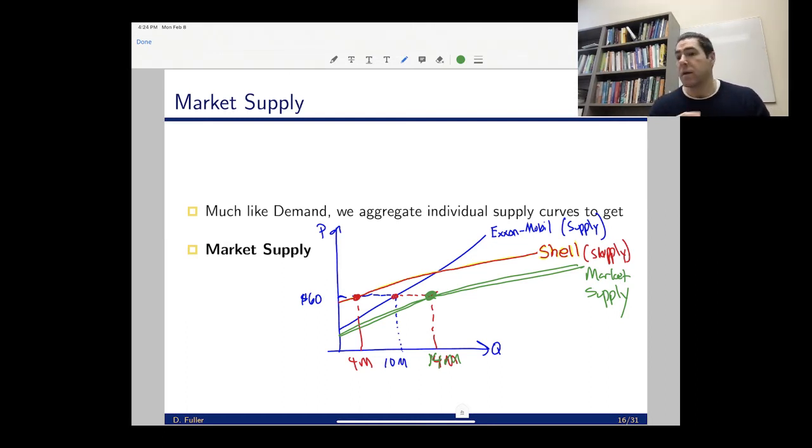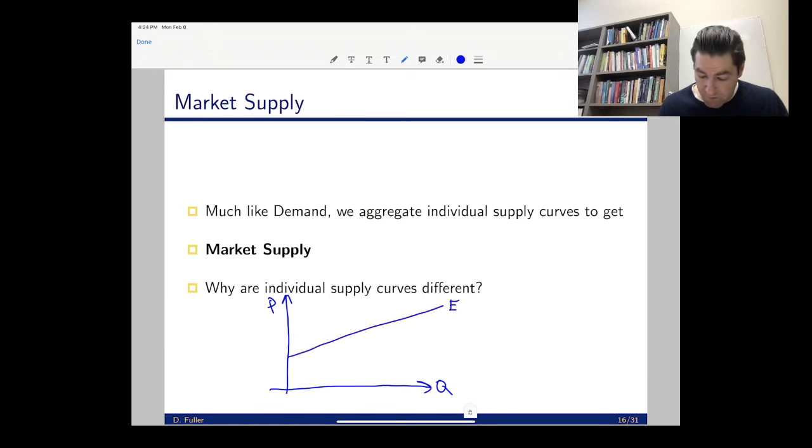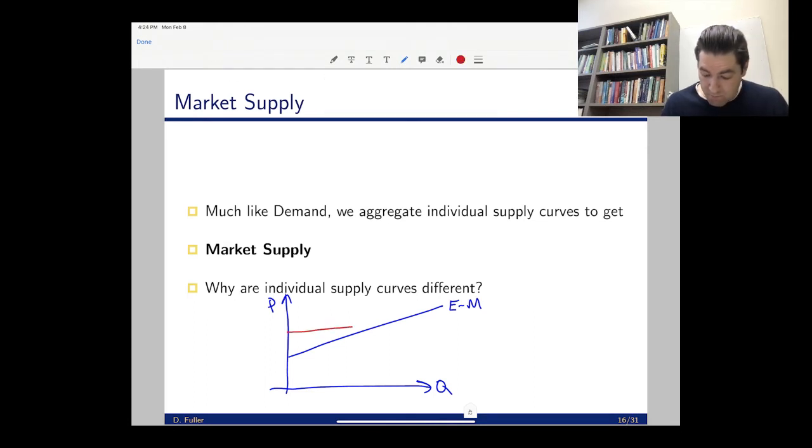It's pretty straightforward. Now, there's one interesting part here that's worth discussing, which is, if you notice, I drew the individual supply curves differently, right? They all have a little bit different features. So if I redraw my graph here, that's actually pretty informative. So if this was ExxonMobil, I ended up drawing Shell in red. Shell kind of looked like this. Well, it should be a little more upward sloping than that, but bear with me. I'm not a great artist, apparently.